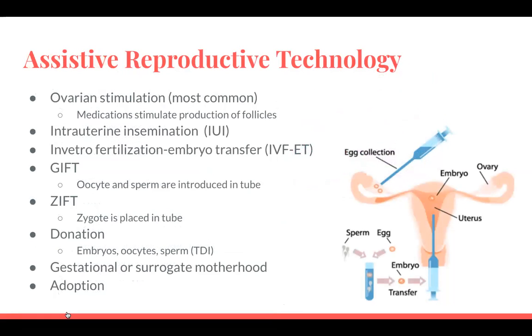All right, so assisted reproductive technology: ovarian stimulation, medications that stimulate the production of follicles, intrauterine insemination. You can have the egg implanted in the actual uterus to have it grow from there, which is in vitro. In vitro is like inside, and these are just different methods I would be aware of. And then you can donate if you want to, or you can get a donor, and a gestational or surrogate mother, and then there is adoption.